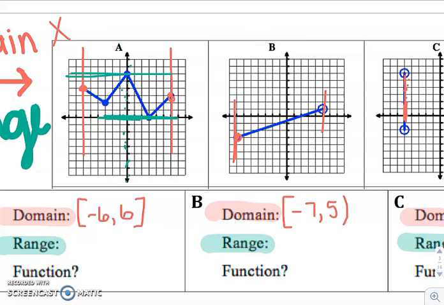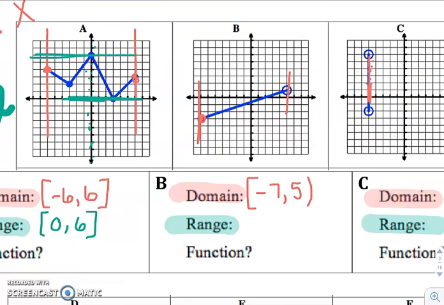So the lowest point here is at 0. The highest point is at 1, 2, 3, 4, 5, 6. Both of them are closed dots, so they will both get brackets. Letter B, for your range, the lowest point is right here. The highest point is right there. So that lowest point is at -3. The highest point is at y value of 1. At -3, it is closed. At 1, it is open. So -3 gets the bracket, 1 gets the parenthesis.